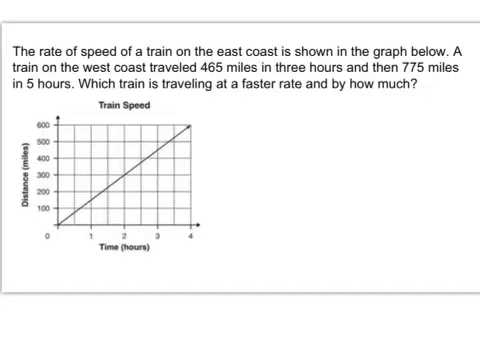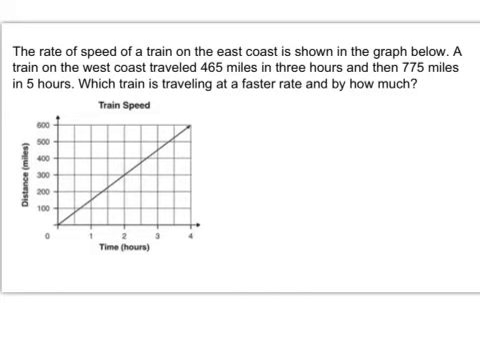This is a quick refresher on standard 8.EE.5, comparing rates in word problems, graphs, and tables. So the rate of speed of a train on the East Coast is shown in the graph below. A train on the West Coast traveled 465 miles in 3 hours and then 775 miles in 5 hours. Which train is traveling at a faster rate and by how much?